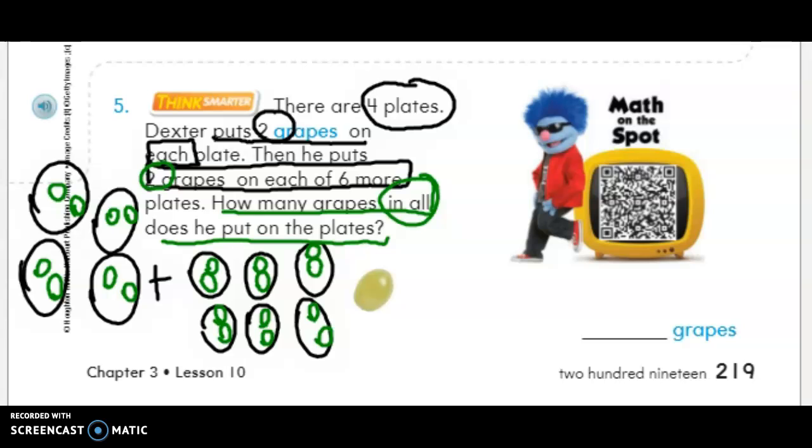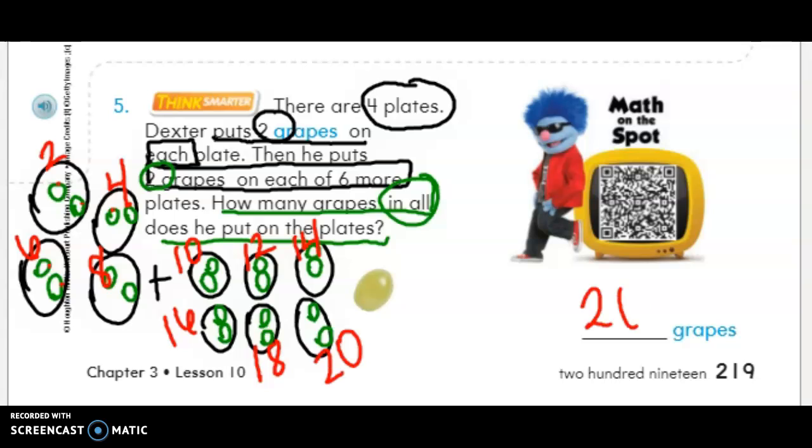Now we could solve this a few different ways. We could count our picture. 1, 2, 3, 4, 5, 6, and so forth. Or, since it's all 2s, each plate has 2, we could count by 2s. So I'm going to count by 2s. 2, 4, 6, 8, 10, 12, 14, 16, 18, 20. So I have 20 grapes in all.